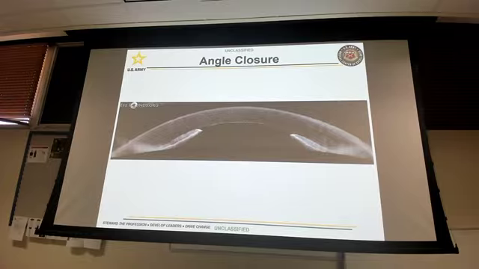Here's a picture of an angle closure. That iris is pushed up against the cornea, and this angle is not even visible. Same thing here. This is the iris pushed up, blocking that angle where you can't even see it.